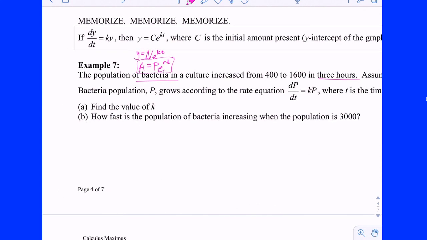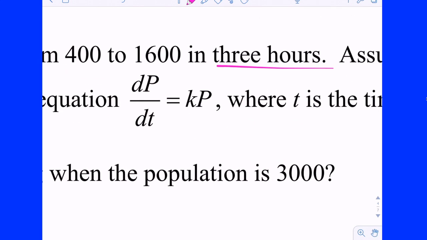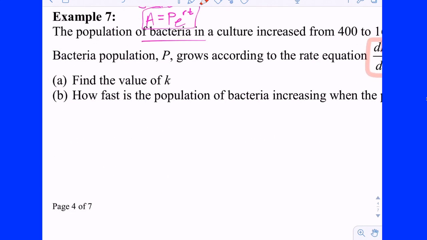Assuming that the bacteria population P grows according to the rate equation dP/dt equals k times P. There it is. It's not y, it's P. But it grows at a rate proportional to itself, where t is the time in hours. Find the value of k.